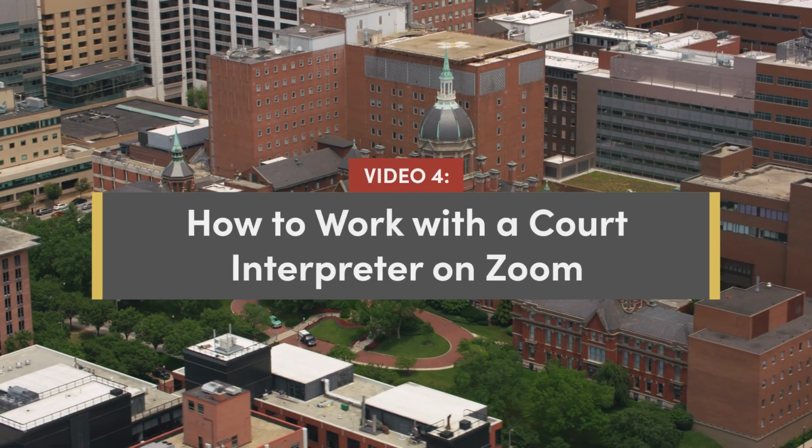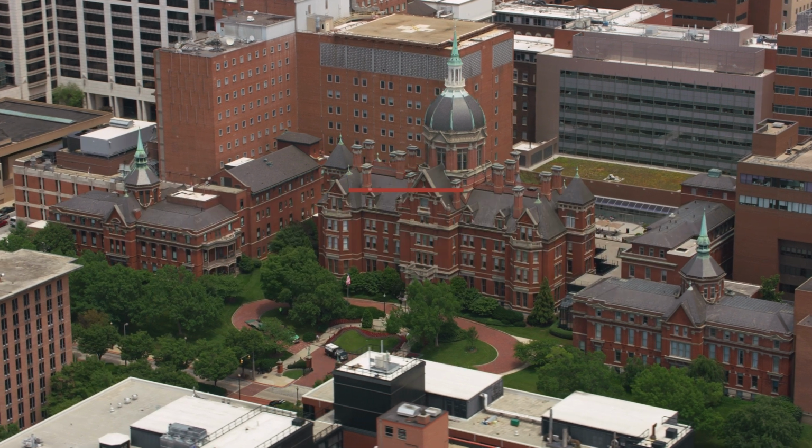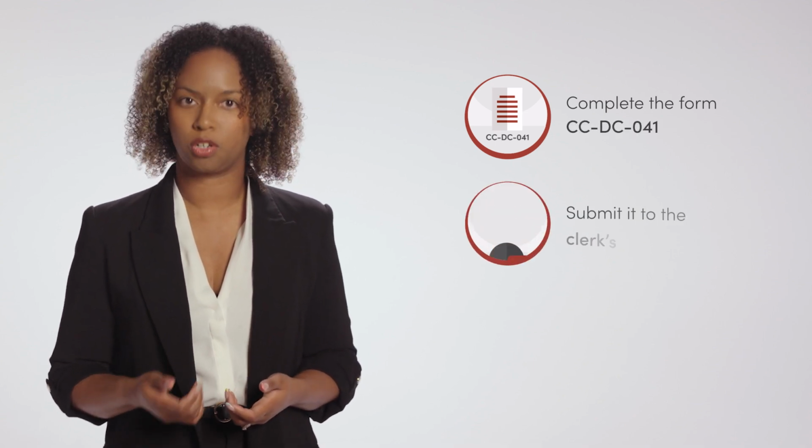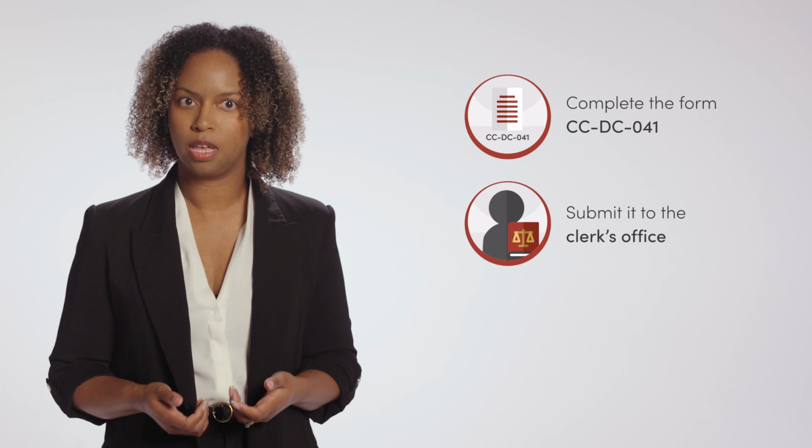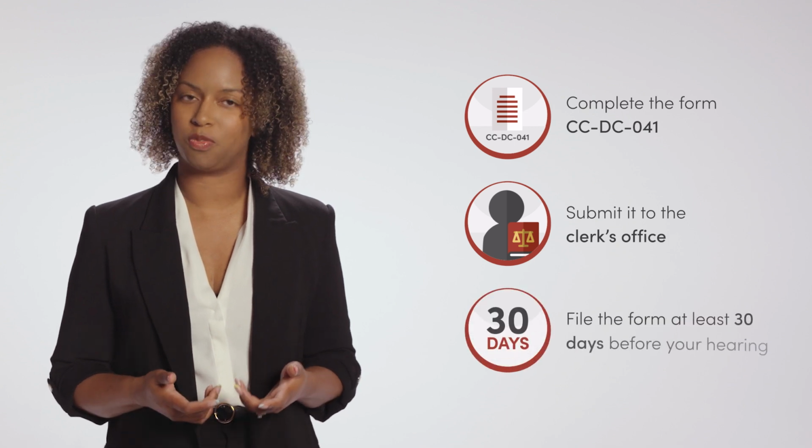How to work with a court interpreter on Zoom. First, let's go over how to request an interpreter. If you have not already requested an interpreter for your hearing, complete the form Request for Spoken Language Interpreter CCDC 041 and submit it to the clerk's office. If possible, file this form at least 30 days before your hearing.